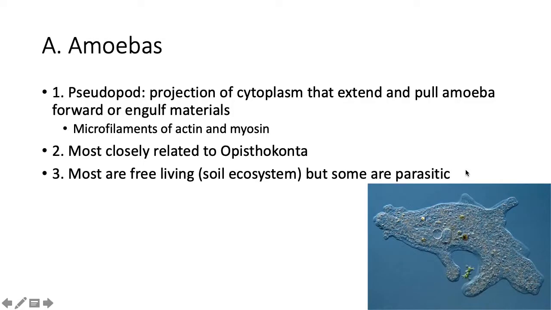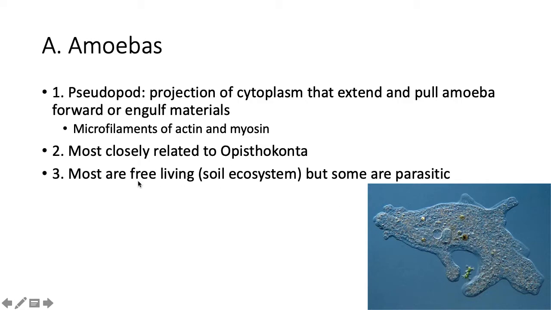So amoebas have these very thick or blunt pseudopods. And what pseudopods are, I'm not sure if we've defined it in this lecture or a previous lecture or not, but they're projections of their cytoplasm. They extend out, and they may attach to a surface and pull themselves forward. They can also use these blunt projections to eat or engulf materials, as you can see right here. And there are microfilaments of actin and myosin on the inside that give support and help it move.